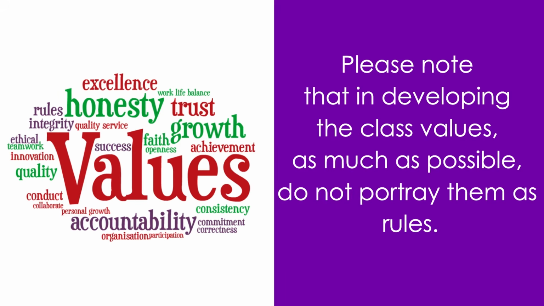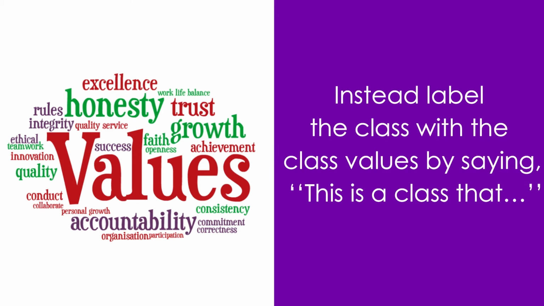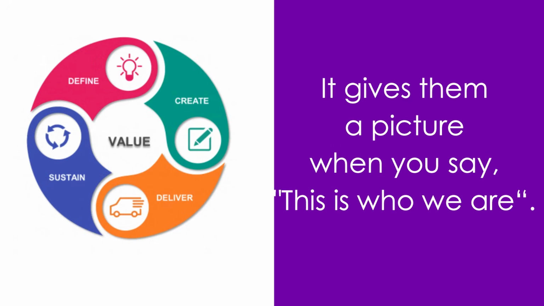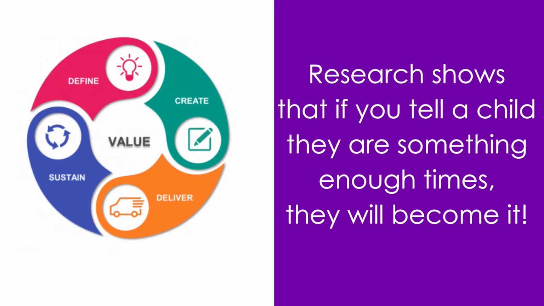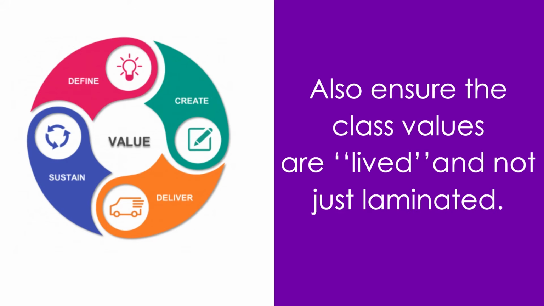Please note that in developing the class values, as much as possible, do not portray them as rules. Saying do this, do that might not be a good motivation. Instead, label the class with the class values by saying, this is a class that. It gives them a picture when you say, this is who we are. Research shows that if you tell a child they are something enough times, they will become it. You can choose to focus on a different core value each year, or focus on an area of their school life. Also, ensure the class values are lived and not just laminated.